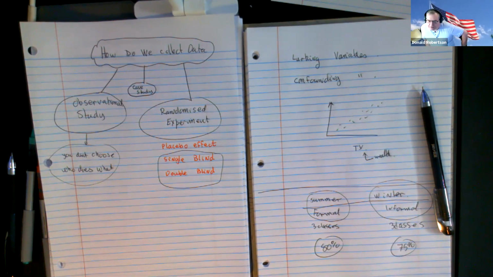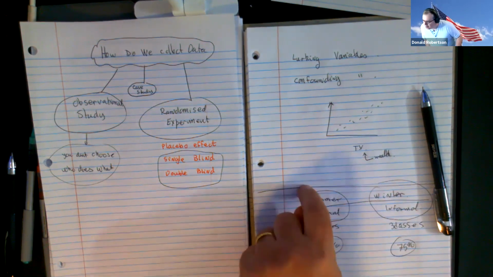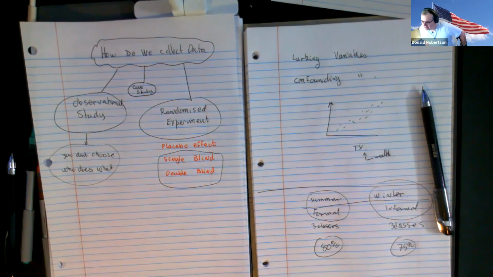So confounding variables are variables. I like the word confounding because the word confounding means I don't know. I'm confounded by that, right? I don't know. Can you see? You don't know. You know it's one of these two things probably, but you don't know which one it is.